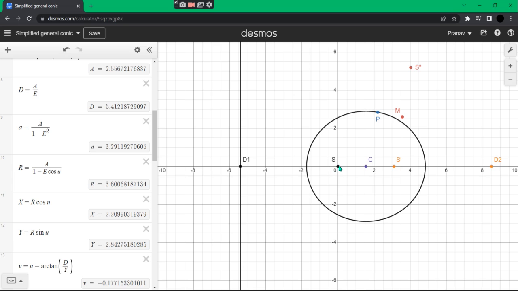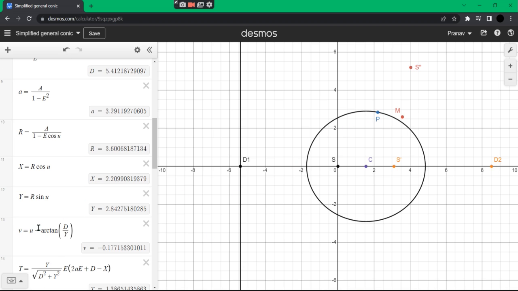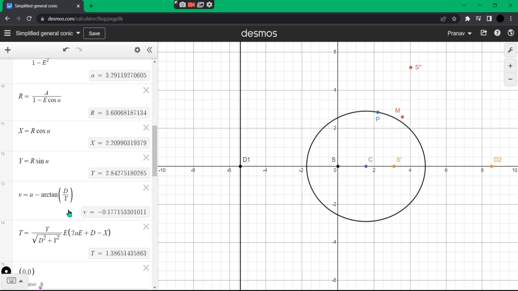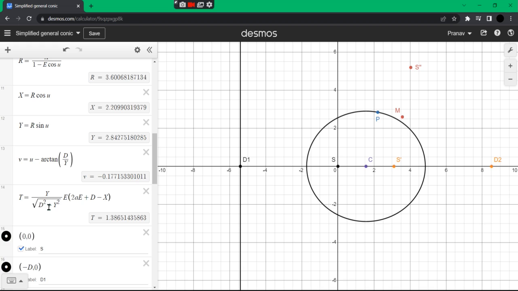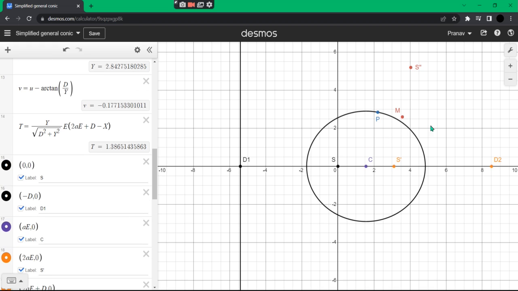R is of course just the distance from S to P, and then I have x and y, which are the coordinates of P, right? Then I have v, which is equal to u minus arctan of d upon y. This thing is the angle made by the tangent at P with the x-axis, right? So this is giving another important thing, which is that the angle between the tangent and the vector joining S to P, right? That angle is given by arctan of d upon y, right? Okay, and then what's this t? You don't have to worry about that till now. Then some points I'll explain.